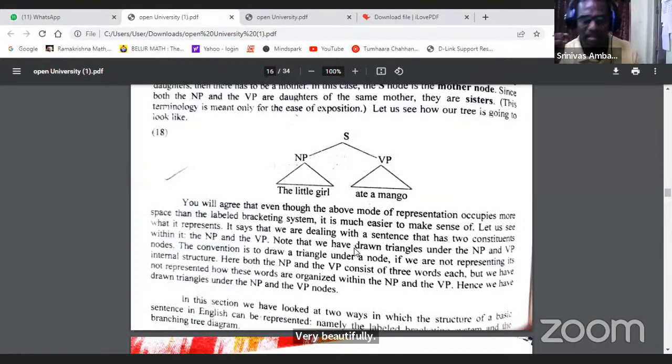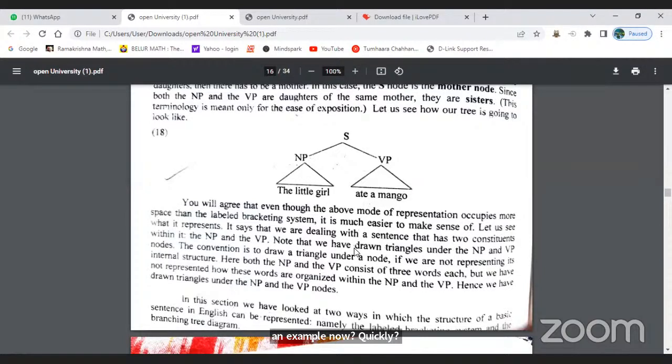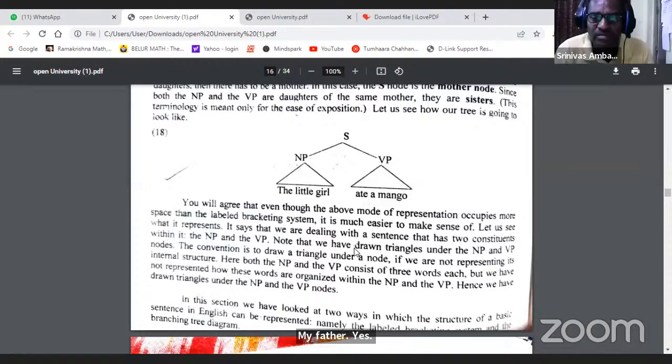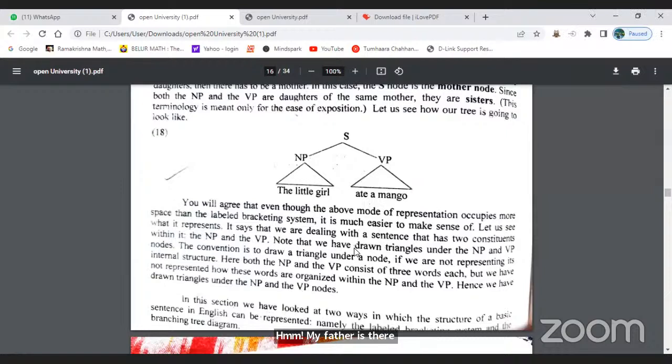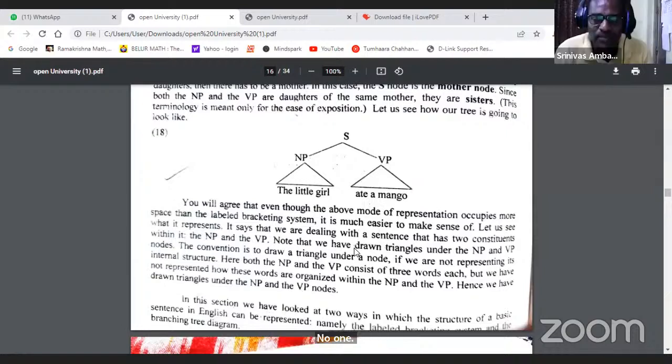Can you give an example now quickly? My father went to office. My father is a noun phrase. Went to his office is a verb phrase.